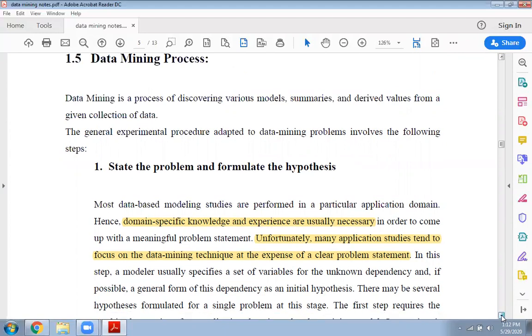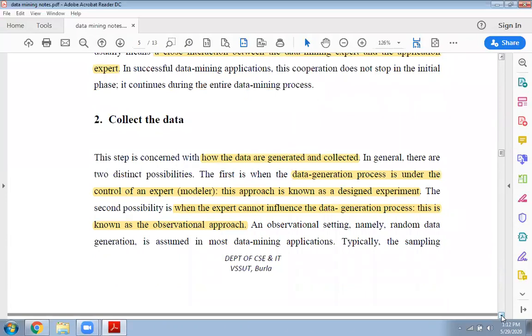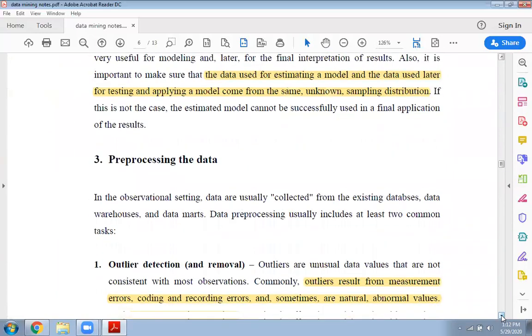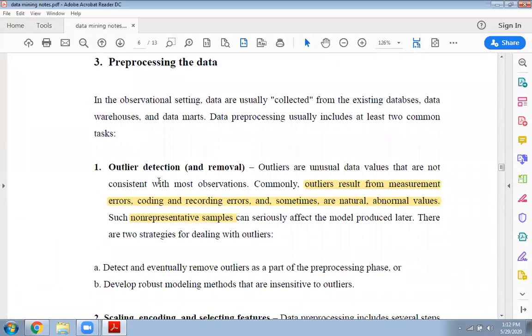Once the problem is stated and the hypothesis is formed, then you collect the data. The collected data may be a designed experiment type or an observational approach. Once we have the data, we have to process the data. What do we have to do? We have to detect the outliers, unusual data records.